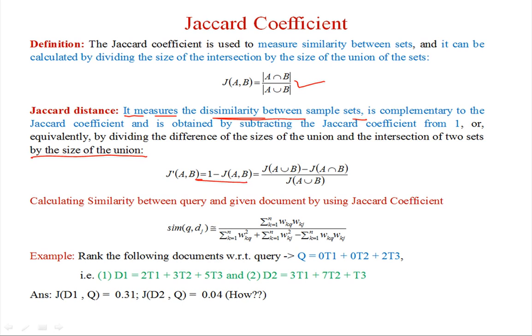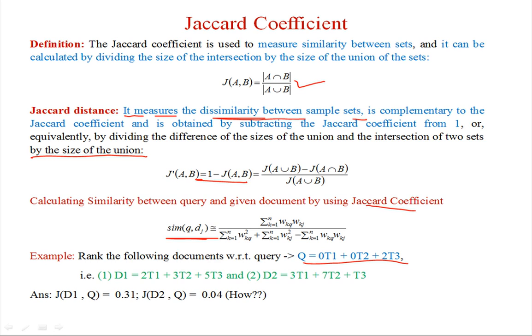This is simple. Calculating the similarity between query and given documents by using Jaccard coefficients. This is a simple formula. This will be clear from this example. For example, this is a given query. It contains 0 T1, means no presence of term T1, 0 T2 and 2 T3, means it contains 2 times T3 and 0 times T1 and 0 times T2.